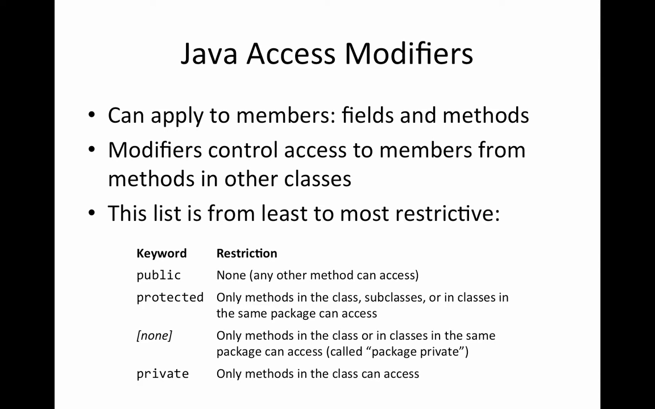When we put no modifier in front of a field or a method, then that is as if we declare it, as we call it, package private. It is only the methods in the class or in classes in the same package that can access that particular field or method. Finally, the most restrictive modifier is the private modifier. If that is in front of a field or a method, it means that only methods in that class can access that particular field. No other classes can see that field.